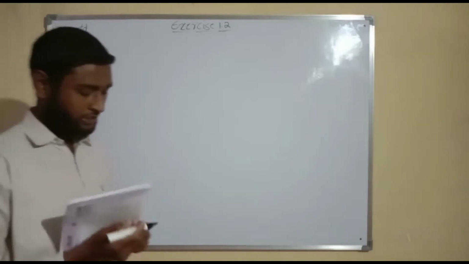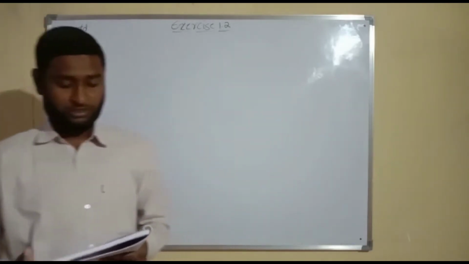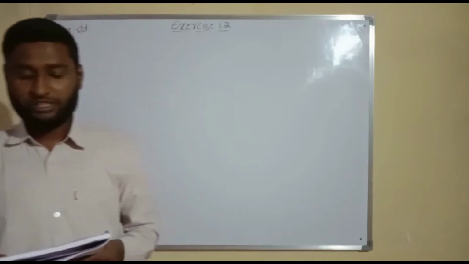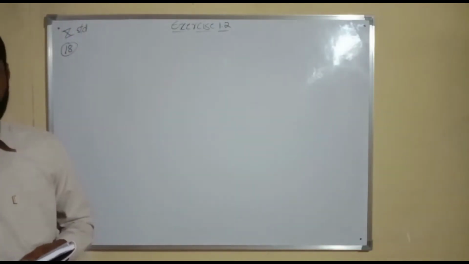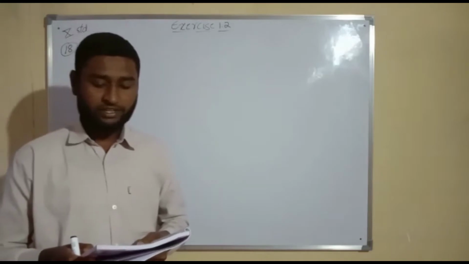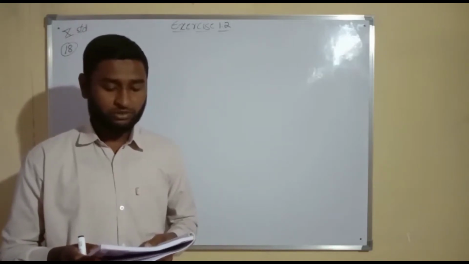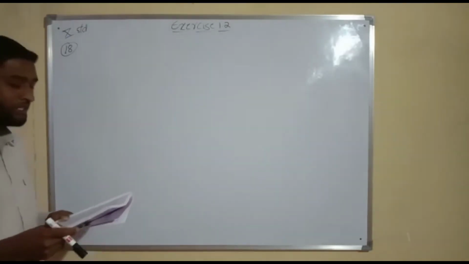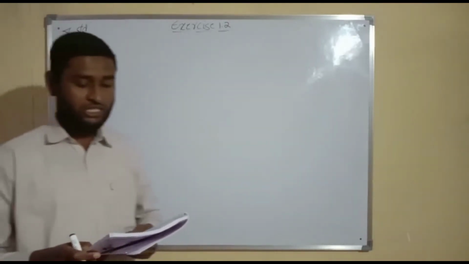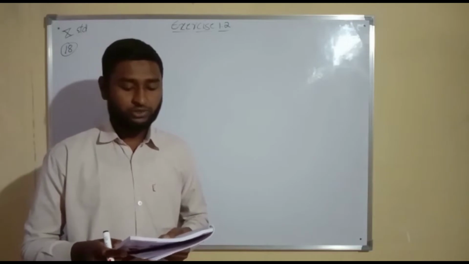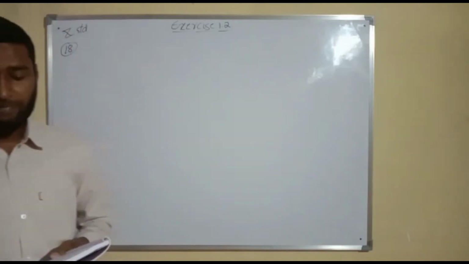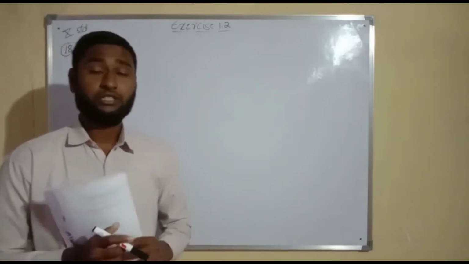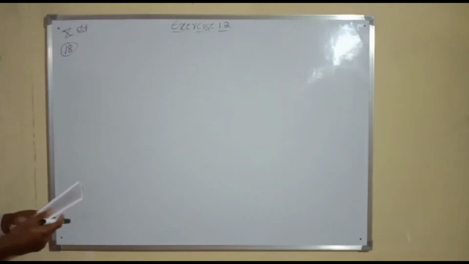The 18th sum is given as: the sum of the fourth and eighth terms of an AP is 24, and the sum of the sixth and 10th terms is 44. Find the first three terms of the AP. Here, we are given the sums of the fourth and eighth terms as well as the sixth and 10th terms, so we'll have to find the AP, the first three terms of the AP.